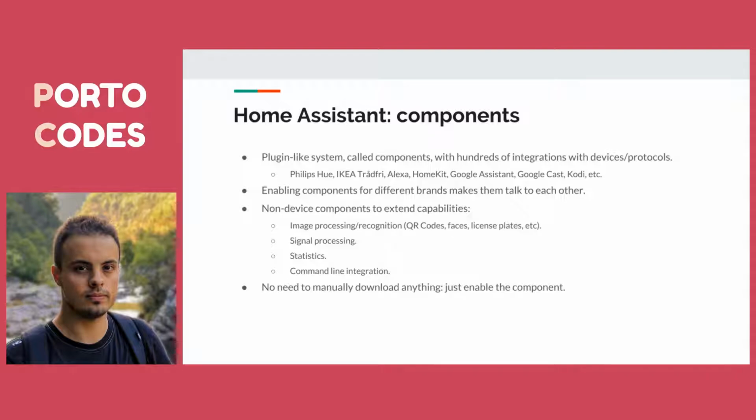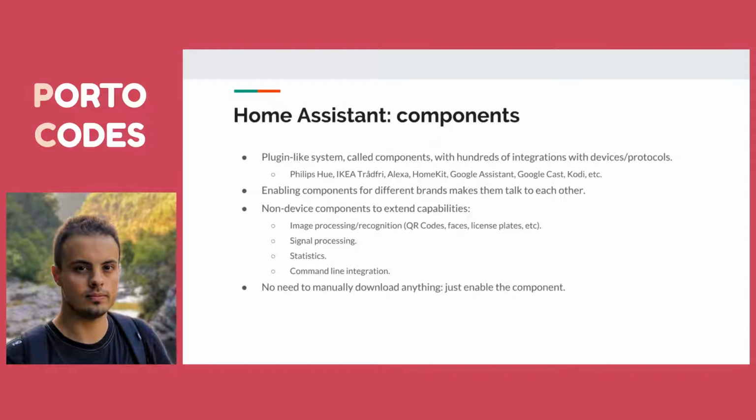You also have components to extend Home Assistant. For example, for image processing, you can put a camera near your garage and make it recognize the license plate of your car and open the garage automatically. You can also do that with faces. There are also components for signal processing, statistics. There are components for pretty much everything you can think of.